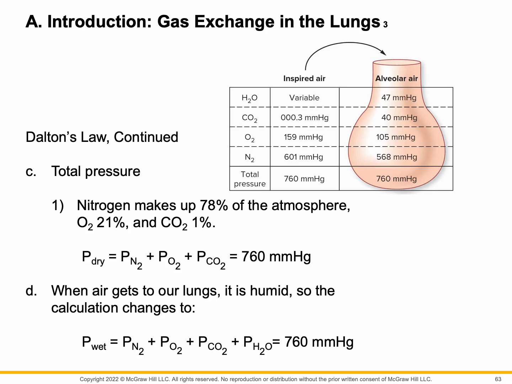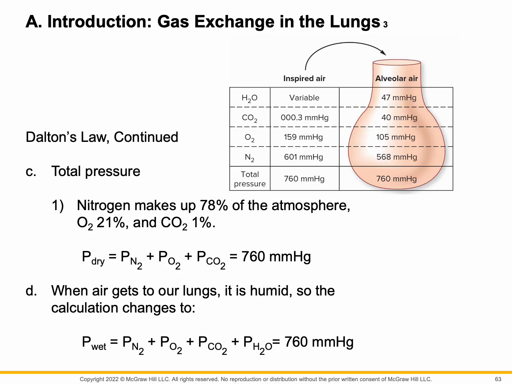So when we look at total pressure, specifically dry pressure, outside of the lungs, nitrogen makes up 78% of the atmosphere, oxygen makes up 21%, and carbon dioxide makes up 1%. Add up all of those percentages, it comes up to 100%. And so that dry total pressure is going to be equal to the pressure of nitrogen plus the pressure of oxygen plus the pressure of carbon dioxide, and that all totals 760 millimeters of mercury.